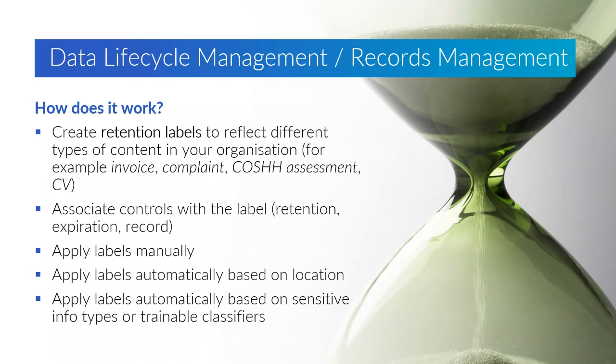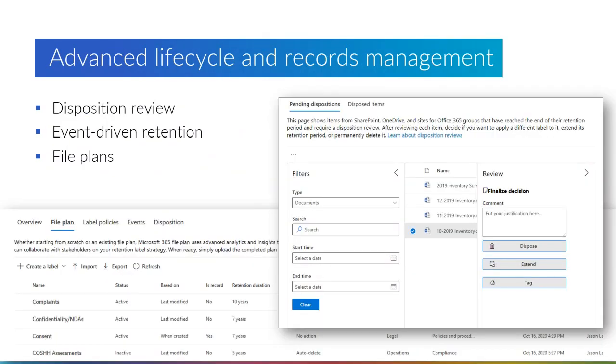We can apply these labels in various ways. We can apply them manually, so users can manually tag files with a retention label. We can apply these labels automatically based on location. So if you drop a file into a specific SharePoint library or drag an email into a specific subfolder in your Outlook, you can have a retention label applied automatically. Or we can get more sophisticated and apply these labels automatically using sensitive information types, which are basically pattern matching tools, or trainable classifiers, where we basically train a machine learning algorithm to trawl your content and apply these retention labels automatically.